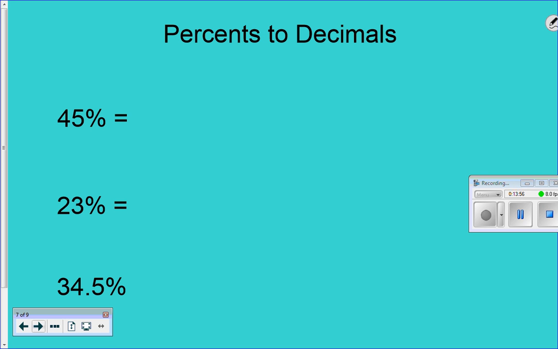Okay, so one of the last things I have to show you today is changing percents to decimals. You're going to want to know this and have this in your notebook, okay? Changing percents to decimals.